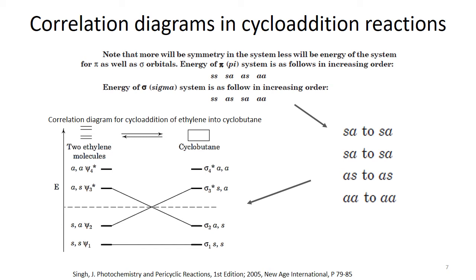So in addition, the other important thing deciding the energy of the system in this case is the symmetry of these orbitals, like how symmetrical they are with respect to each other. The more the symmetry, the less the energy of the system.